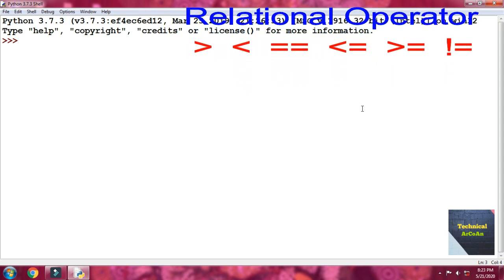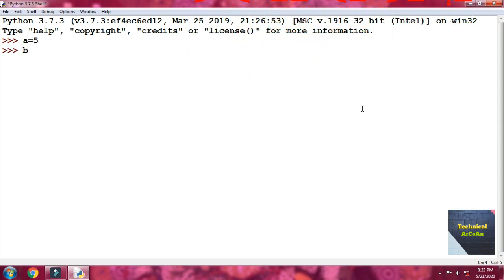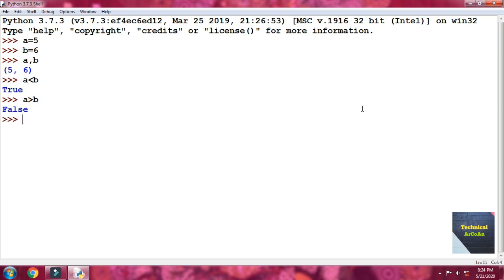Suppose we write a equal 5 and b equal 6. If I write a less than b, we get true, meaning 5 less than 6, that's why it's true. If I write a greater than b, it will be false, meaning 5 greater than 6 is false. If I write a equal b, it's also false, meaning 5 equal 6 is not possible. Or we write a not equal b, it's true, meaning 5 not equal 6 is true.